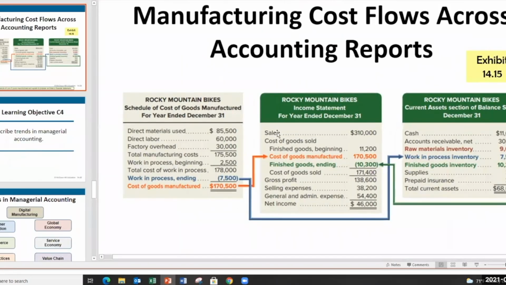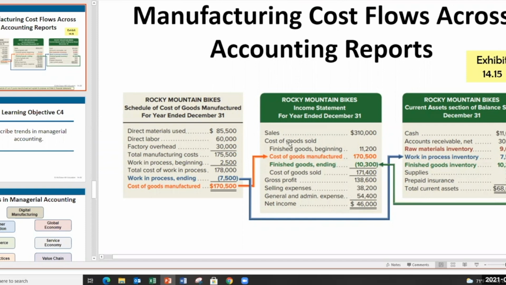We have sales minus cost of goods sold equals gross profit. Hopefully you remember that from Accounting 101, where we did have these types of income statements for merchandisers. Merchandisers, remember, buy and sell finished goods. So they don't make anything. They buy and sell finished goods.